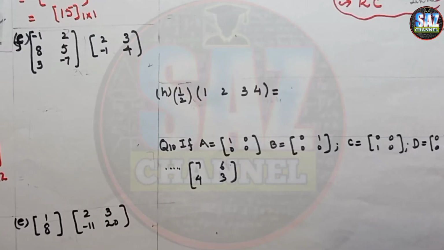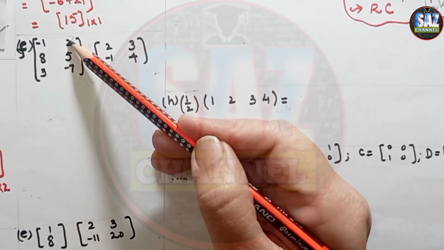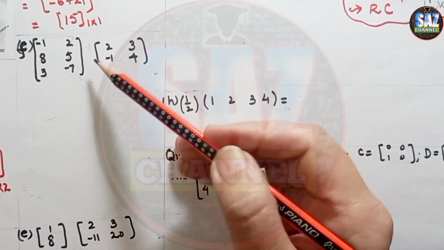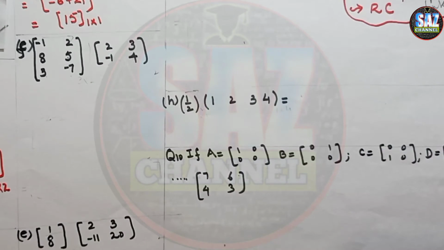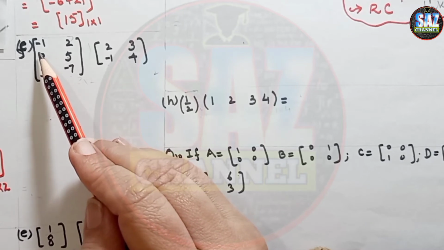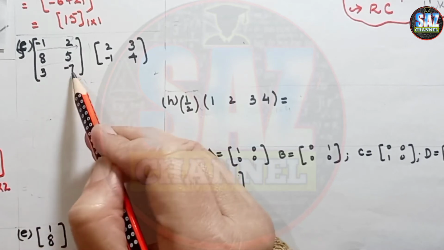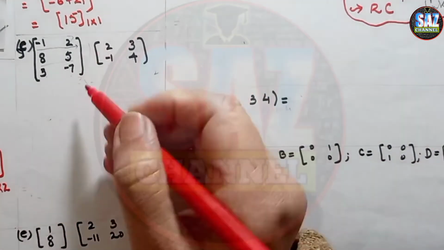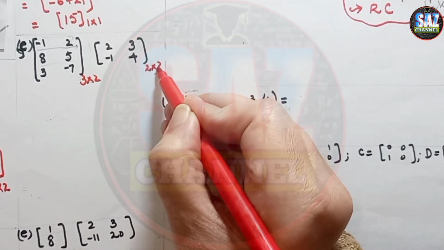And let's quickly move to the F part of the question. And E I will be doing later and I'll give you the reason as well. First, I have written the F part, that is minus 1, 8, 3, 2, 5 and minus 7, which is multiplied with the 2 by 2 matrix, that is 2, minus 1, 3 and 4. First of all, we have to check the conformability of the matrices, whether we can multiply them or not. The first matrix has 3 rows and 2 columns, 3 by 2, and the second matrix is a square matrix of order 2 by 2.